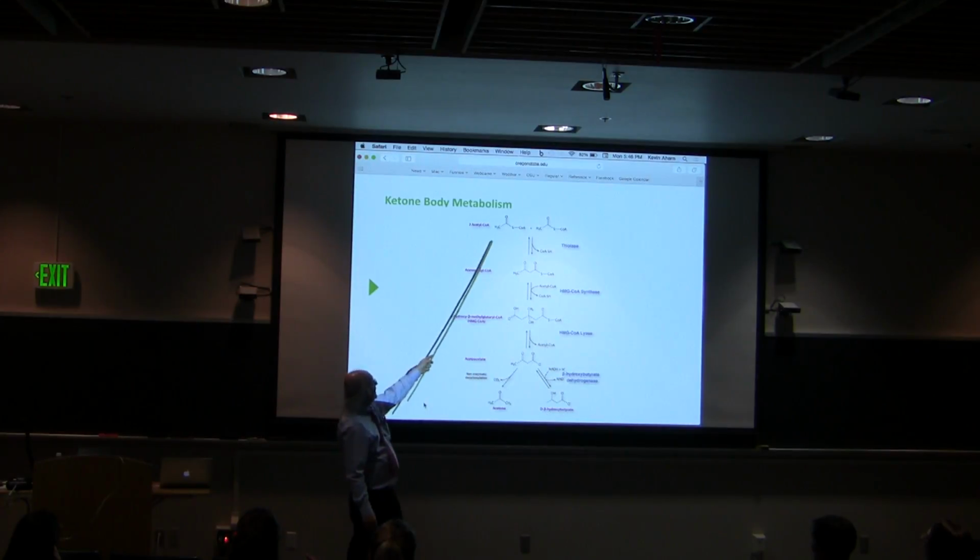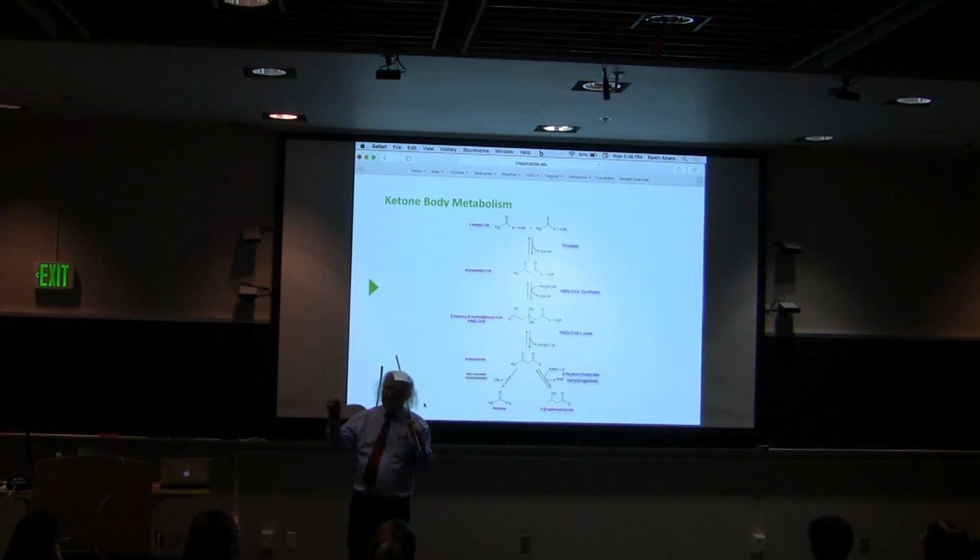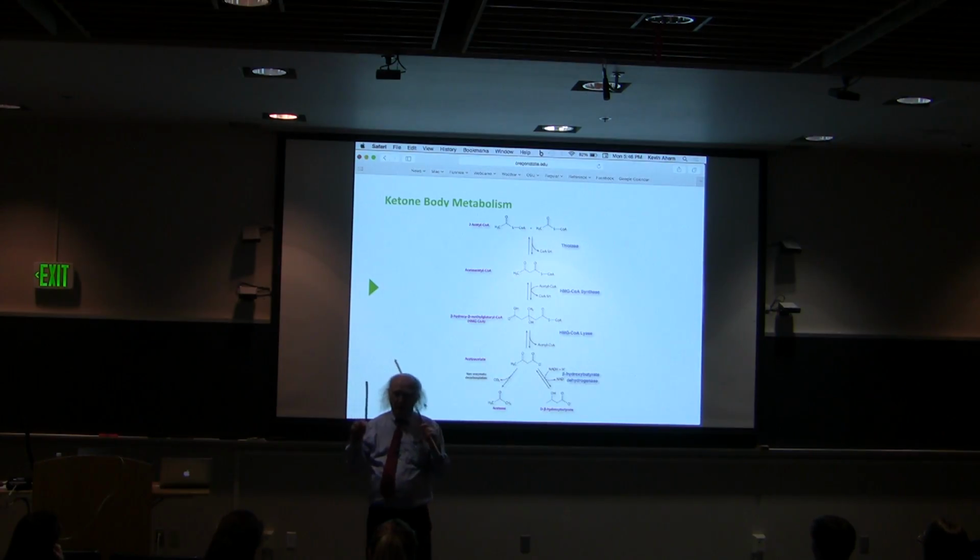Yes. Breakdown of fatty acids, we haven't seen that yet. Breakdown of fatty acids will produce this. So this is a way of getting energy from fatty acids that are going then into the bloodstream to go back and feed the brain. Okay?